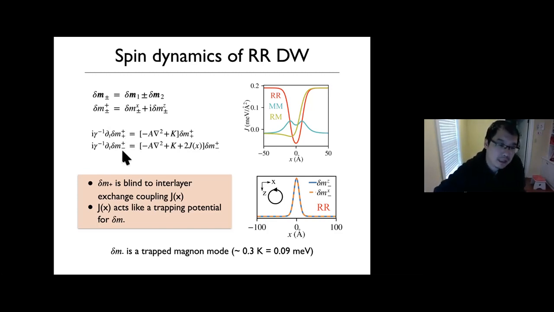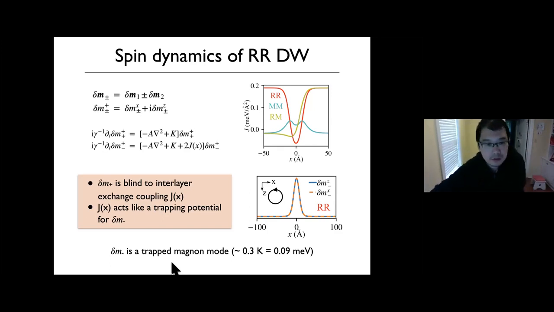But for the magnetization difference, the M minus mode, you can see that this is basically a one-dimensional problem with a trapping potential J(x), whose profile is given by this red curve here. So clearly we know that in 1D, any trapping potential could trap at least one localized mode. So this will give us a localized magnon mode. From our calculation, the magnon mode is about 0.09 meV, while the bulk magnon gap is about 0.3 meV. So this magnon mode is well below the bulk magnon gap.